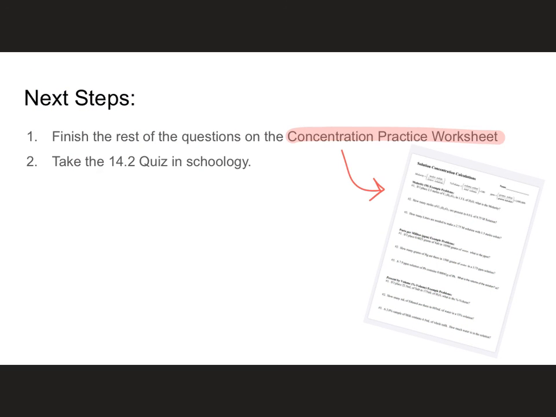Okay, so your next steps are to finish the rest of the questions in this concentration practice worksheet. We did these ones together. So go through and finish the rest of those questions, and then take the 14.2 quiz in Schoology.